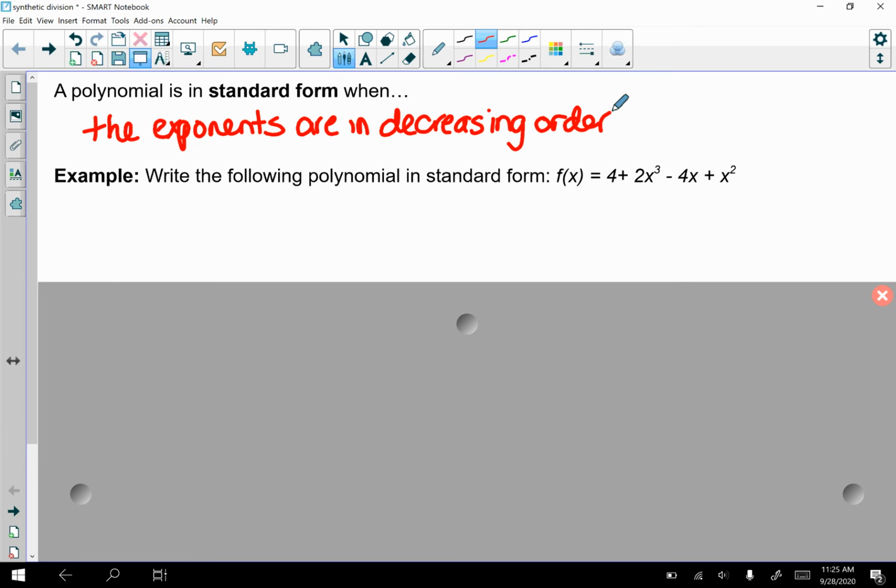So we're going to write the following polynomial in standard form. I have f of x equals, my 2x cubed is the largest exponent, so that's going to go first, plus x squared minus 4x plus 4. Remember, when you're reordering terms, make sure to keep the signs with the correct term.